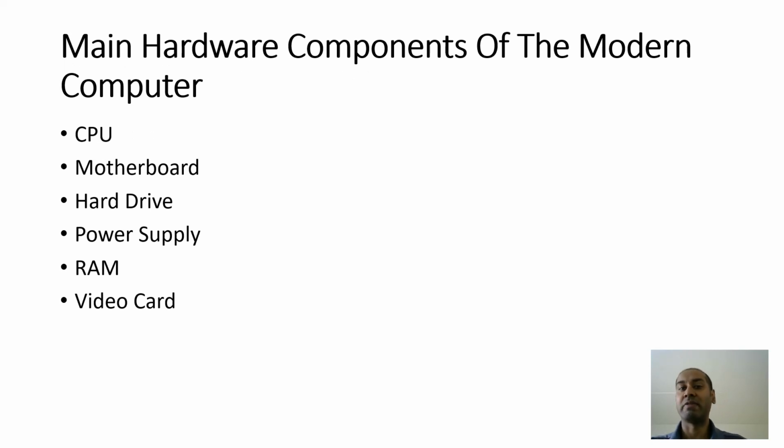Okay, so as with everything, even hardware and software can be broken up into different parts and types. With regards to the hardware, I like to identify the following 6 main hardware components. Other people might break it up into different things, but actually 7, I'll throw another one on there. So the main hardware components of the modern computer are the CPU, the motherboard, the hard drive, power supply, RAM, the video card, and the sound card.